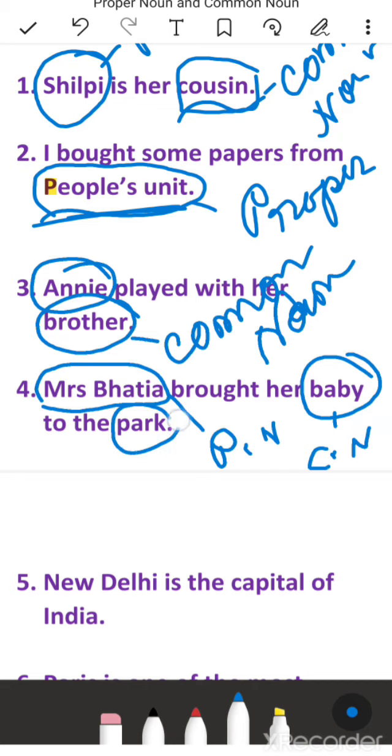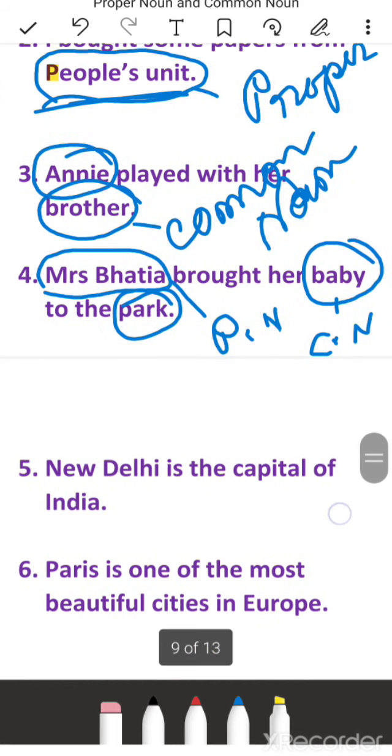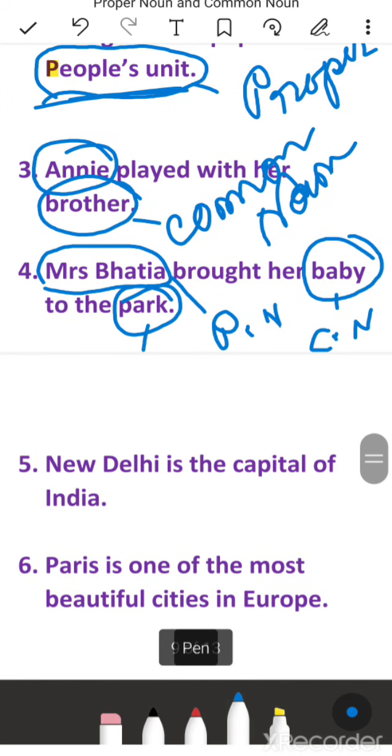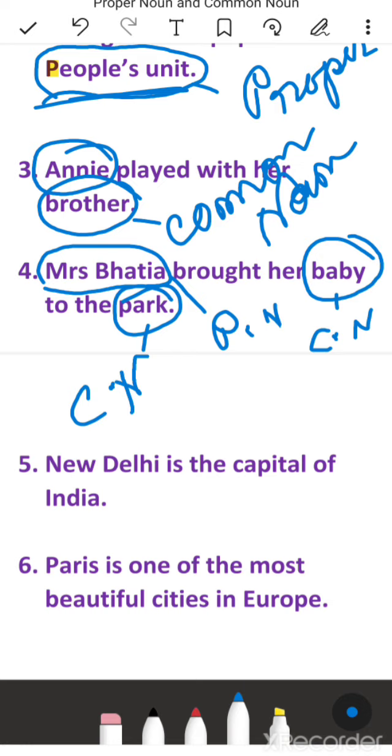In the same way, park is a place. No name has been given, so we can call it a common noun. New Delhi is the capital of India. Now, could we call any other city New Delhi? As I gave you the example, we cannot. So it's a proper noun because this name cannot be shared by anyone.